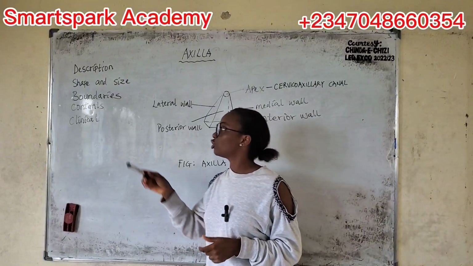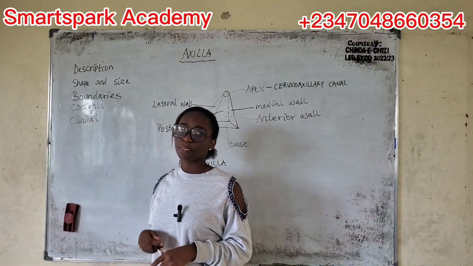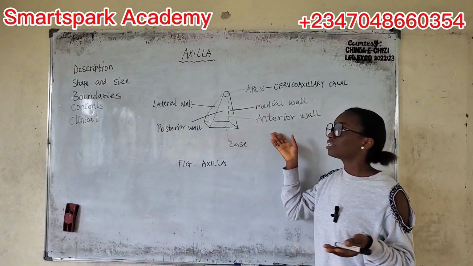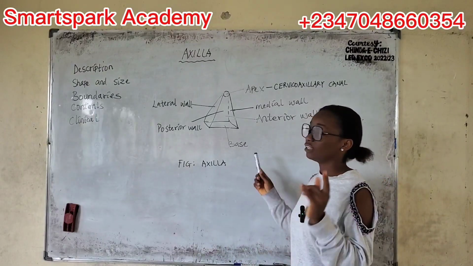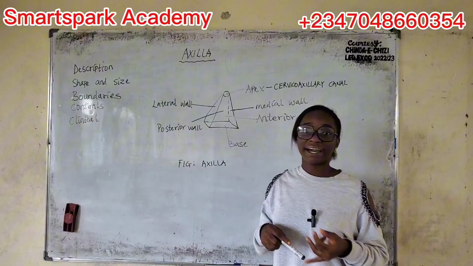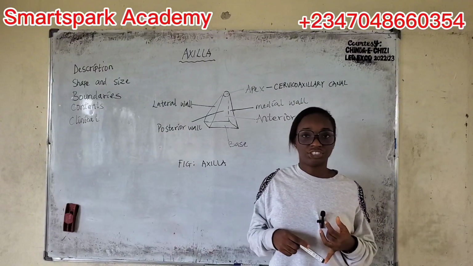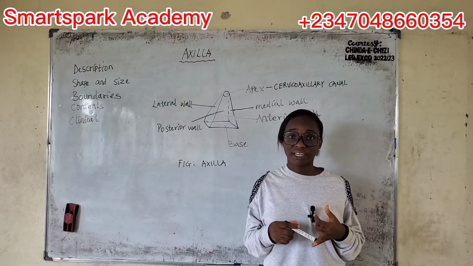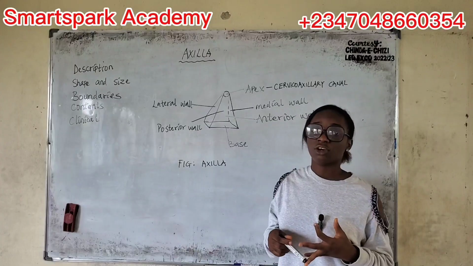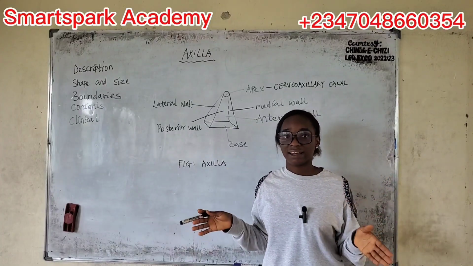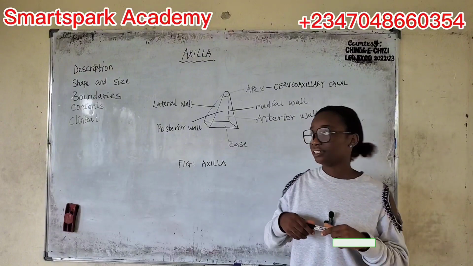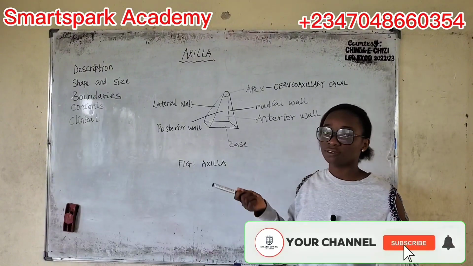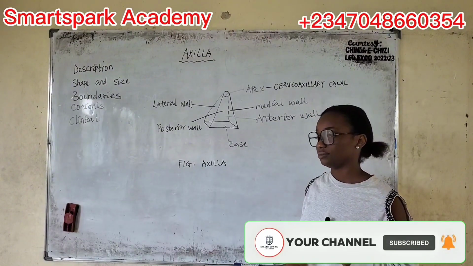Now let's go to the contents of the axilla. What can we find in the axilla? What are its contents? I've mentioned it earlier, but let's look at it one after the other. The first thing we can find is the axillary artery and its branches. We have the axillary vein and its tributaries. We have the lymphatics of the axilla and its lymph nodes. We have the nerves, the axillary nerves. That's that on the contents of the axilla. I will write it down shortly.